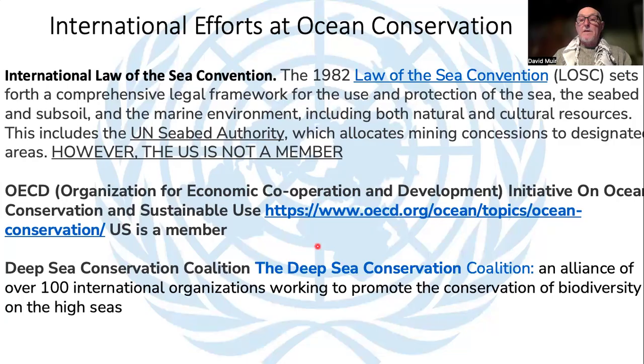And there's a rather more loosely formed umbrella body called the Deep Sea Conservation Coalition. And that is just a rather loose alliance of international organizations cooperating with one another to promote conservation, especially of biodiversity. And they have a particular interest in mining, in seafloor mining.